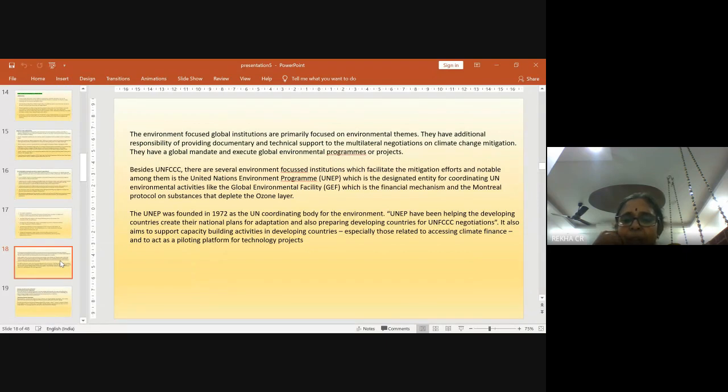So UNEP has been helping the developing countries to create their own national plans for adaptation, and also preparing developing countries for UNFCCC negotiations. It also aims to support the capacity building activities in developing countries, especially related to accessing climate finance, and to act as a piloting platform for technology projects.